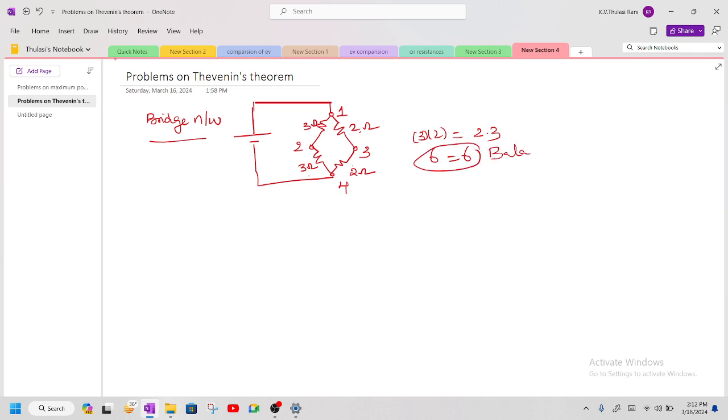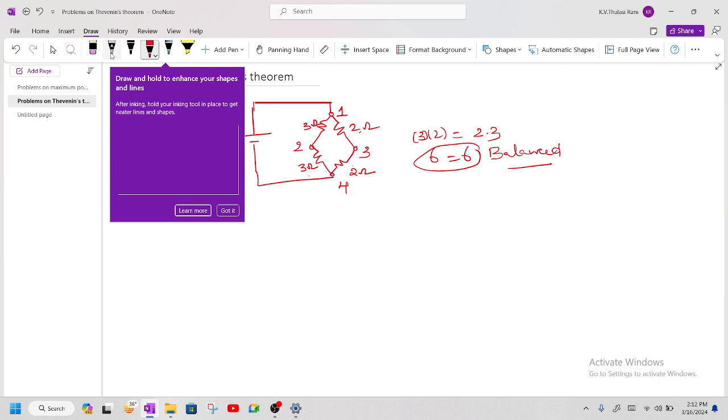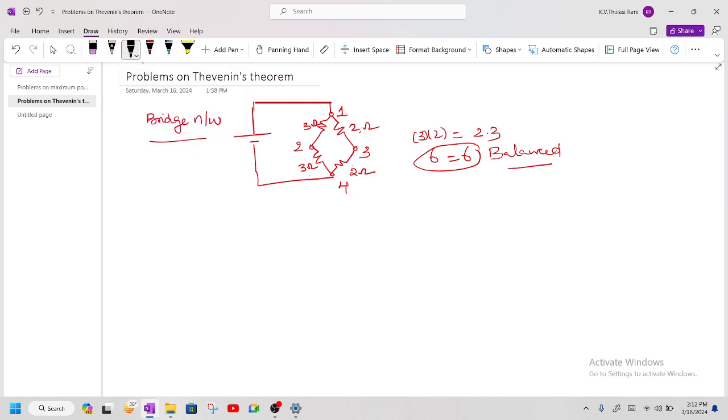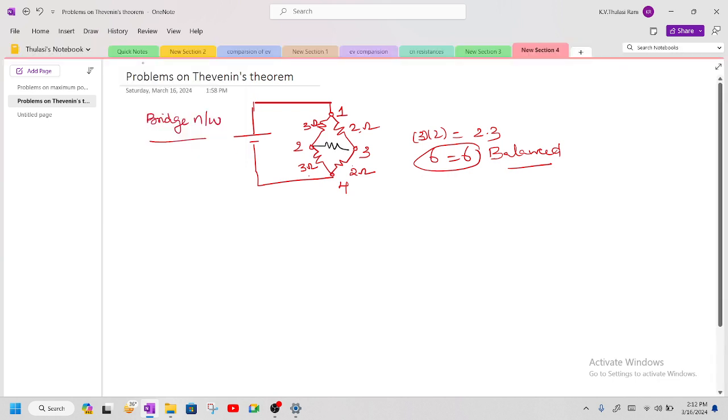As per the basics what you learned, if the bridge is balanced, how much current has to flow between 2 and 3? 0 amperes current has to flow. Whether it is flowing or not, let us verify it by using this analysis. A load resistor is given, this is the RL. We have to find out the current across RL for this circuit. I'm going to excite this with a voltage of 2 volts.